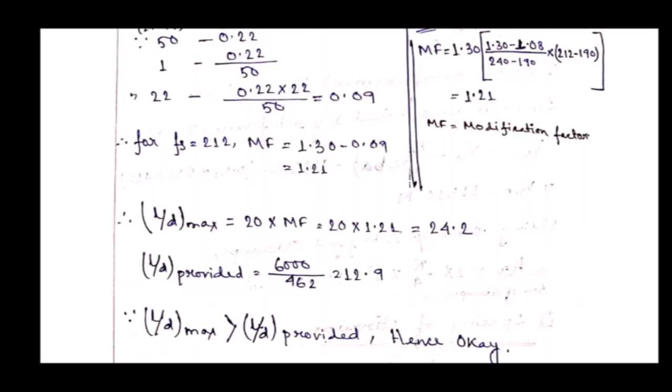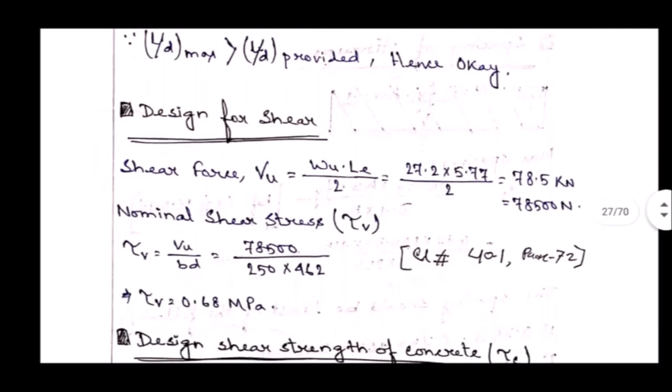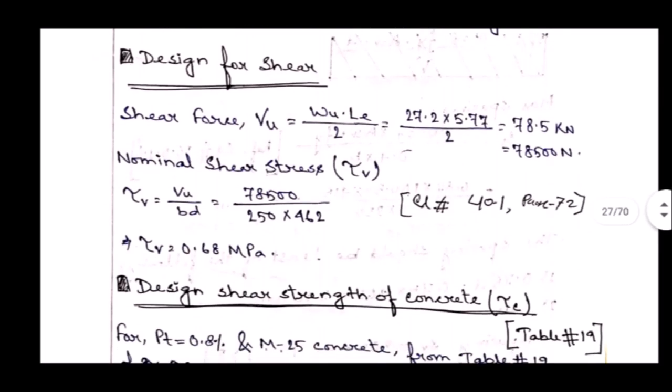Let's go to the next step. The next step is design for shear. We have to design for shear also. For shear, we have to provide reinforcement, which is called stirrups, or shear reinforcement. So first of all, we have to find out the shear force. Shear force is denoted by VU, equal to WU into LE by 2. That means WL by 2, we know the formula. So WU is 27.2, which we have already found out, and it is multiplied by the effective length, that is 5.77 by 2.